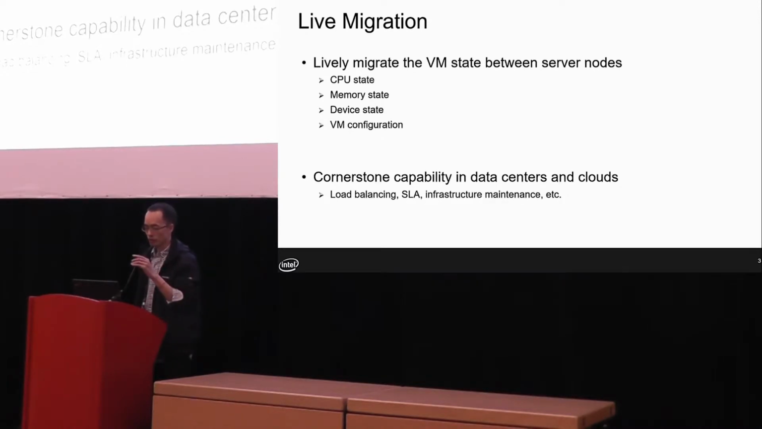So VM migration, I think most people are familiar, right? Basically, it live migrates the VM state between servers, including the CPU state, memory state, and the device state, also including the VM configuration info. Today, in the cloud or data center, this has become a cornerstone capability, either due to load balancing requirements to meet service level agreements, or due to infrastructure maintenance requirements. VM migration is a basic capability to meet those requirements.